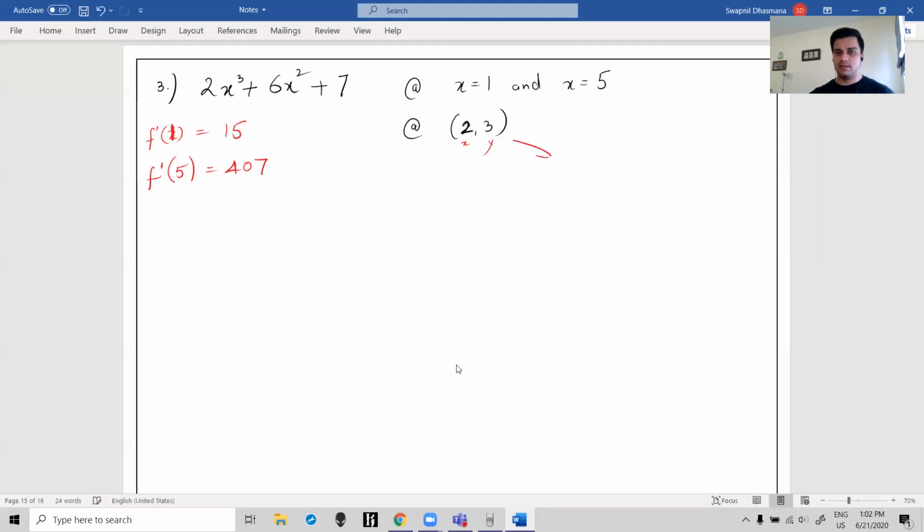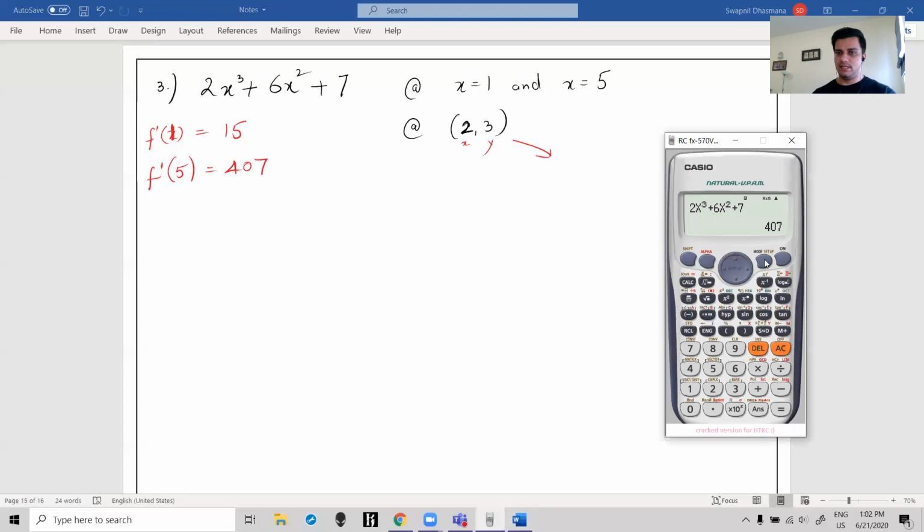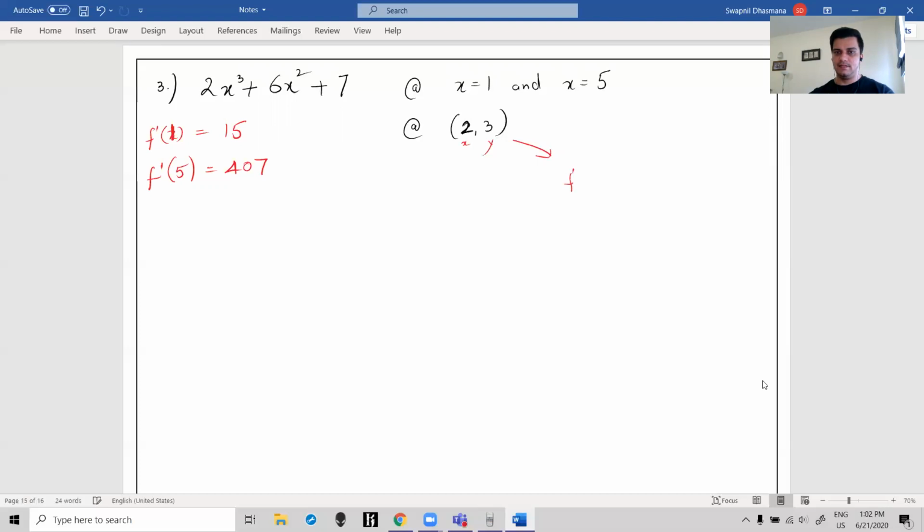Same for this part. You can write the equation and do calc. Now x is 2. There's no need for y. You don't need to do anything with the y. Press 2, and you get 47. So when you put the value 2 as x, you get the answer 47. That's all you have to do.